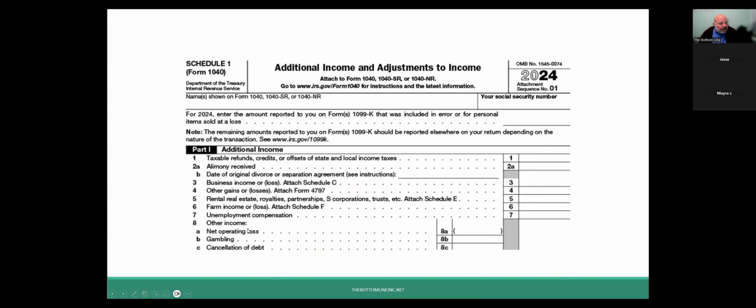So here is line 7, and this is your Schedule 1 that will be attached to your 1040. I'm going to upload some files for you so that you can have the full files. I'm going to put them in the chat. The Schedule 1 we're going to use.